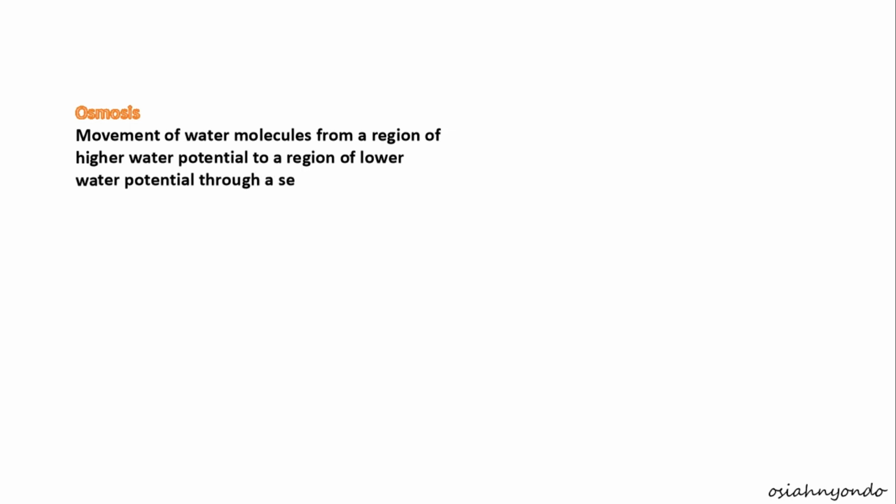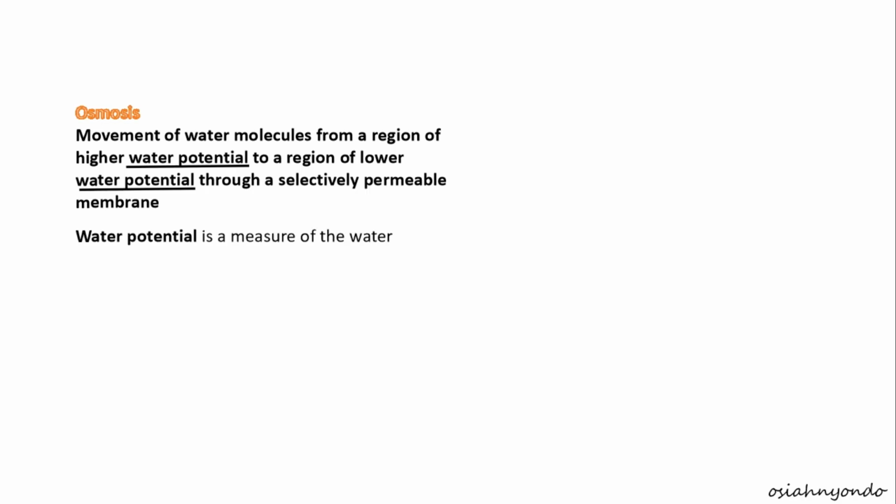Osmosis can be defined as a movement of water molecules from a region of high water potential to a region of lower water potential through a selectively permeable membrane. Okay, now let's try to analyze the definition of osmosis. Water potential. What does water potential mean? What it simply means is a measure of the capacity of water molecules to move from one solution to another.